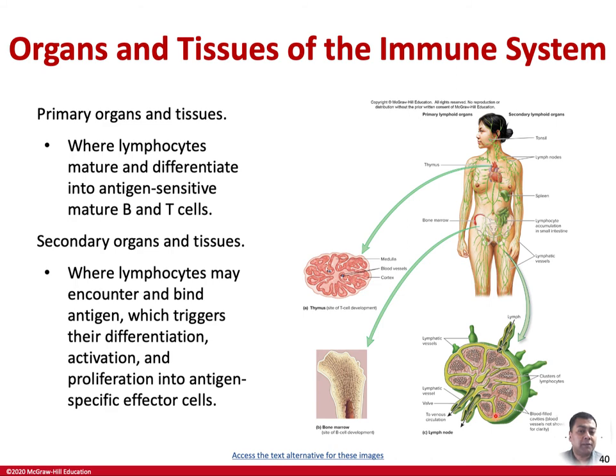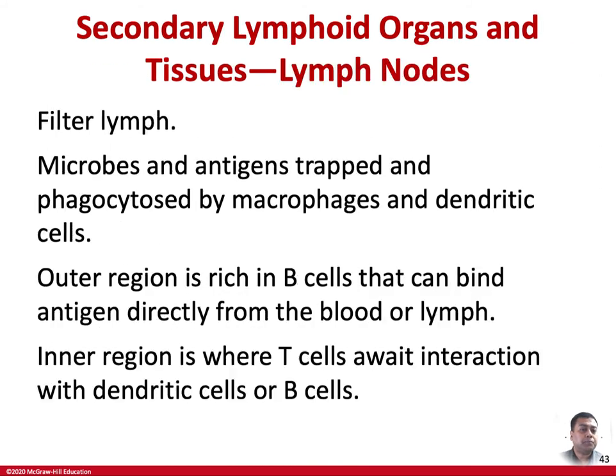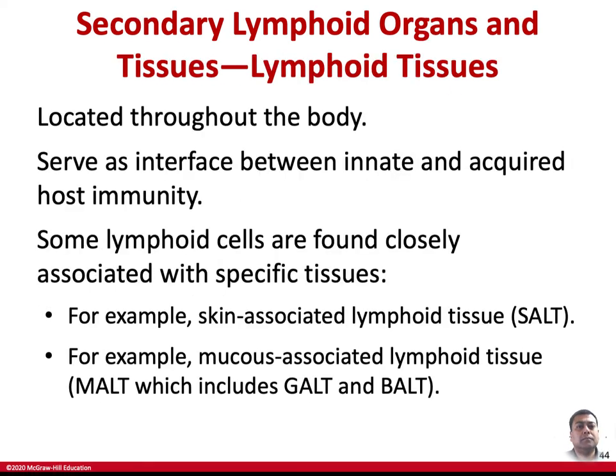So all these cells residing in the lymph node will rapidly come out, divide, and come out into the bloodstream. That is going to be the topic of the next chapter. So that's what we mean by that. The outer region, the cortical area, is rich in B cells, whereas the inner region, the medulla, is rich in T cells, which await interaction with the dendritic cells or the B cells. When they capture a pathogen, that is basically when the T cells will be activated.